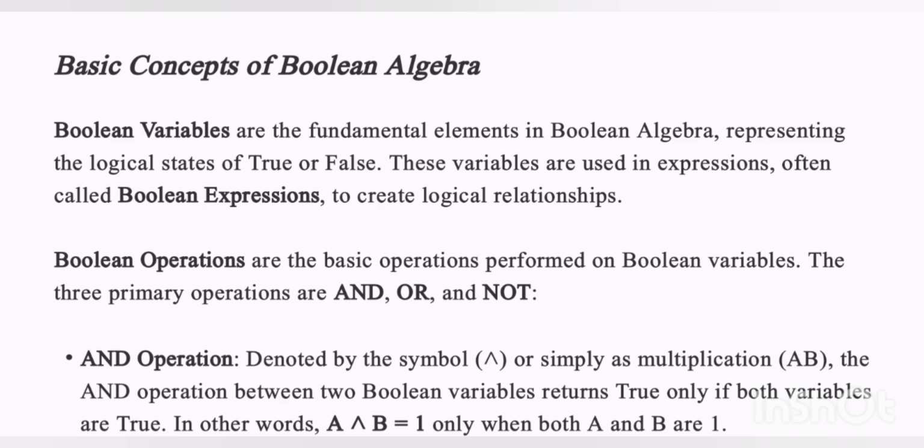Basic concepts of Boolean algebra. Boolean variables are the fundamental elements in Boolean algebra, representing the logical states of true or false. These variables are used in expressions, often called Boolean expressions, to create logical relationships. Boolean operations are the basic operations performed on Boolean variables. The three primary operations are AND, OR, and NOT.